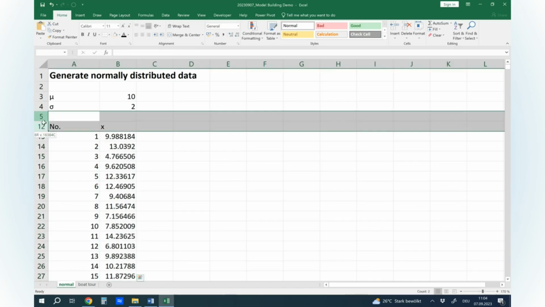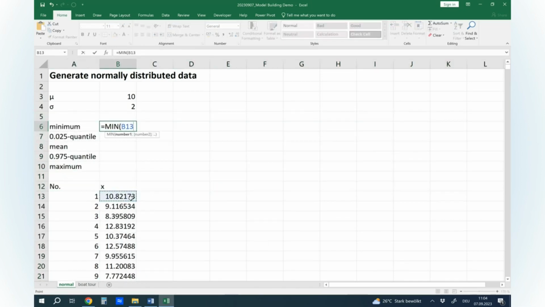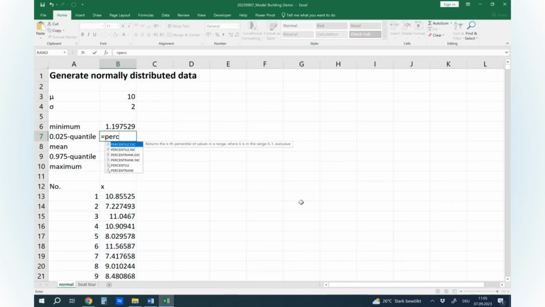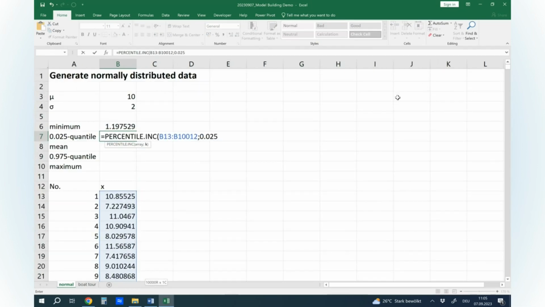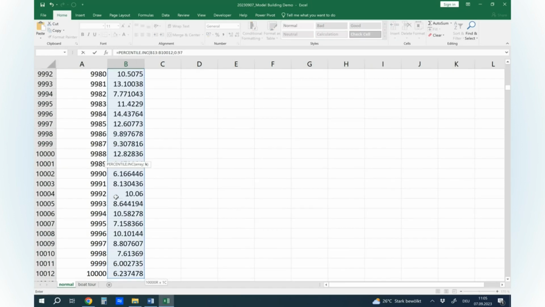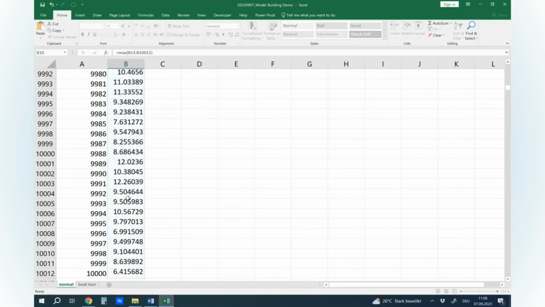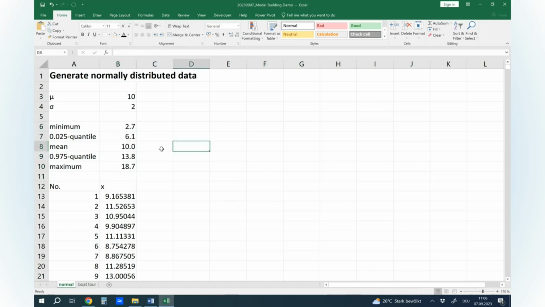For analysis, let's find out the smallest value, the 0.025 quantile, the mean, the 0.975 quantile, and the largest value. The mean, as defined, is around 10. Also, for every normal distribution, 95% of the data should roughly be within a ±2 times sigma range around the mean. Here, that is 10 minus 4 equals 6 and 10 plus 4 equals 14.